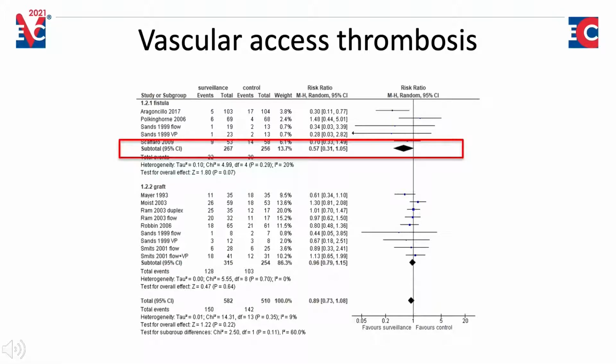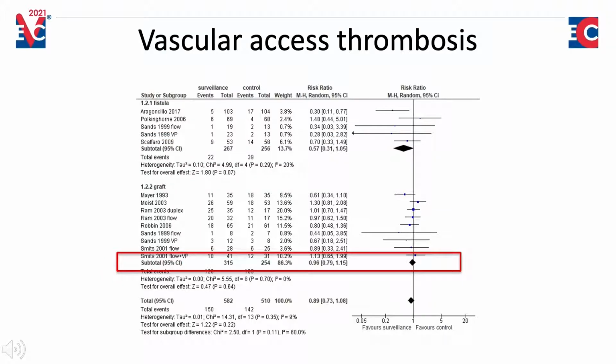For fistulas, vascular access surveillance had a trend towards reduced risk of access thrombosis with a relative risk of 0.57 based on 61 events. In contrast, surveillance of grafts had no effect on access thrombosis with a relative risk of 0.96 based on 231 events. The intervention rates with vascular access surveillance were 1 to 3 times greater than the intervention rates without surveillance.